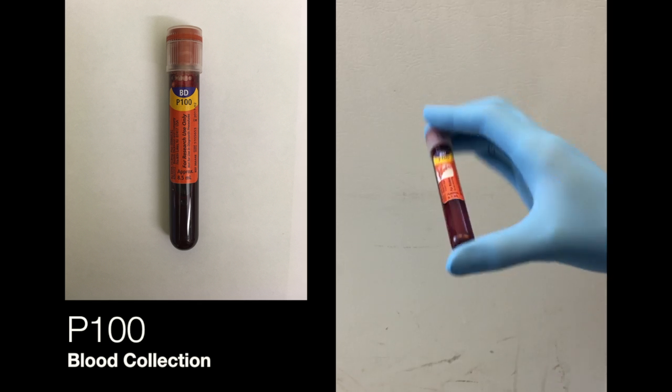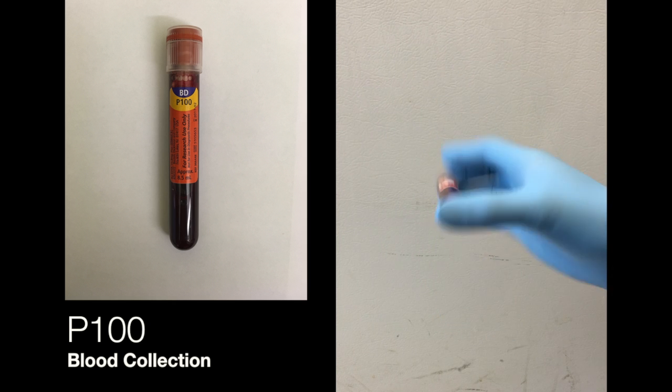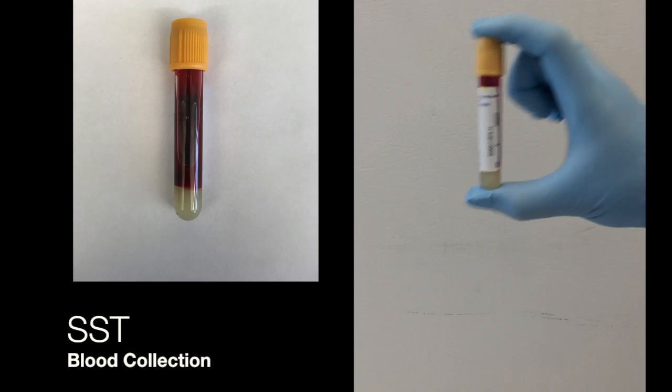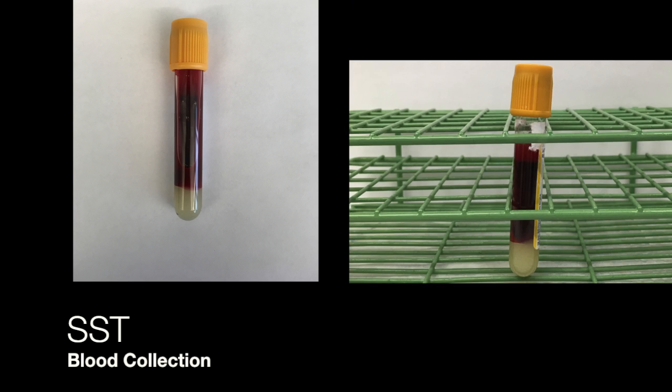After blood samples have been collected into the labeled blood tubes, immediately shake each tube as follows and record the blood collection time on the requisition form. For P100 tubes, invert 10 times. For SST tubes, invert 5 times, then let the tubes sit upright at room temperature for 30 minutes to allow blood clotting.